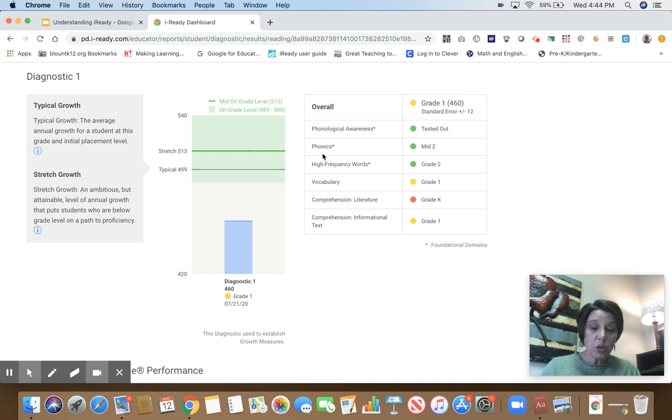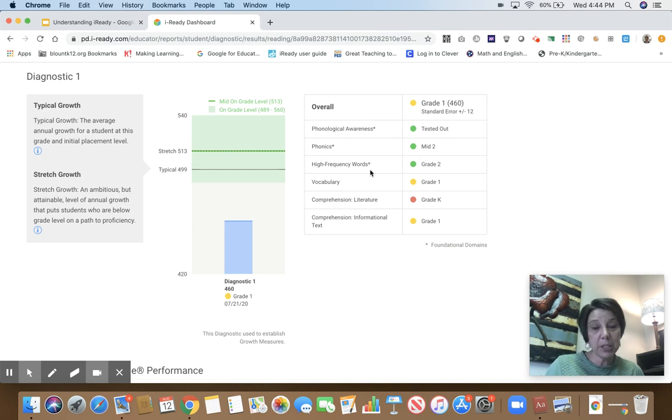Phonics is understanding that when a child can connect the sounds that they hear in spoken words with the letters they see in written words. So basically, it's sounding out a word and being able to say it. Again, we can see here that Brian is green.